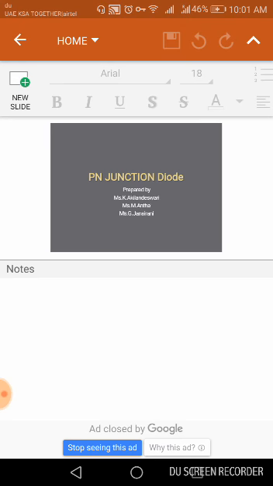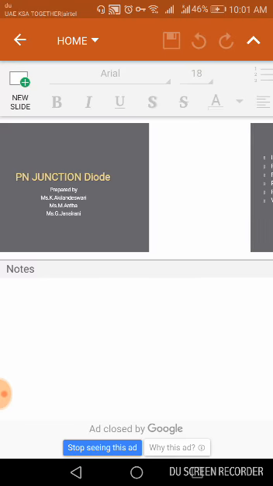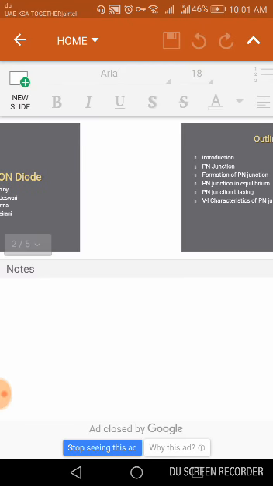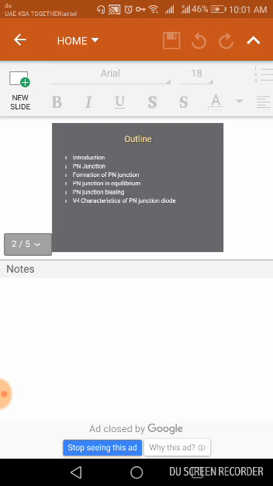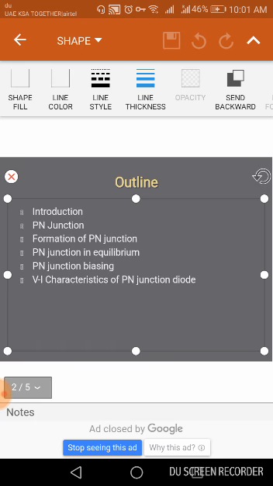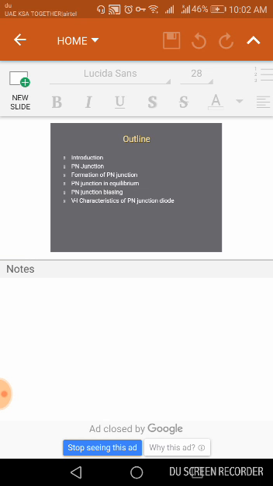In this lecture, we will discuss in depth the PN junction. The outline of this lecture is: introduction to PN junction, what is meant by PN junction, how it is formed, that is, formation of PN junction, what happens when you place a PN junction in equilibrium, biasing of a PN junction, and the VI characteristics of PN junction diode.